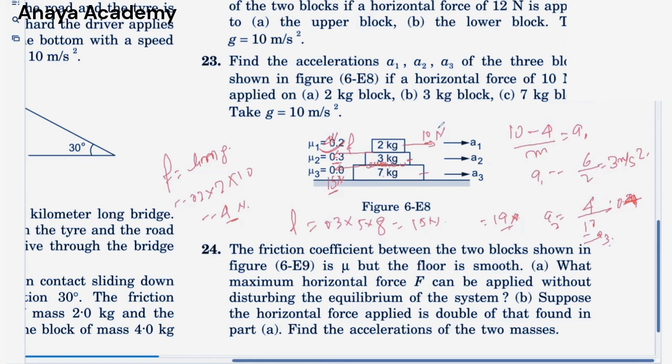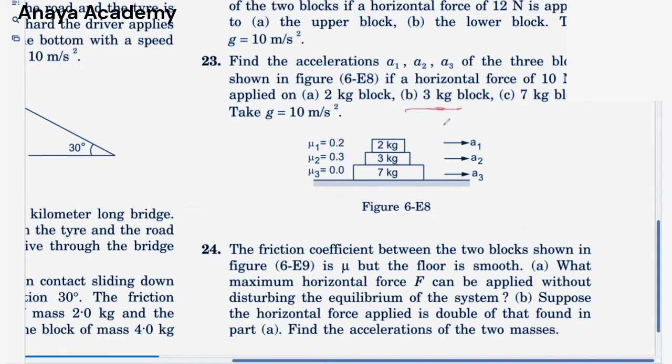That was for when the 10 Newton force is applied on the 2 kilogram block. Now, for section B, a 10 Newton force is applied on this one. The same thing is going on here: 4 Newton in the backward direction, 15 Newton in the backward direction. So a total of 19 Newton is acting in the backward direction. Focus on the screen. 10 Newton is acting in the forward direction.